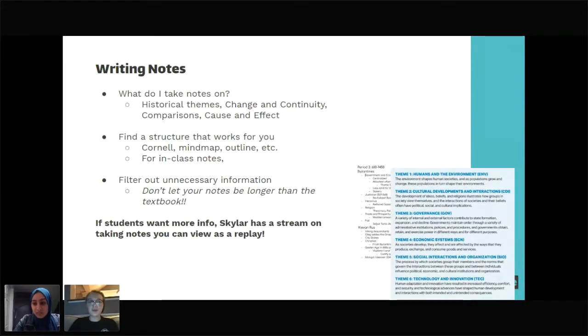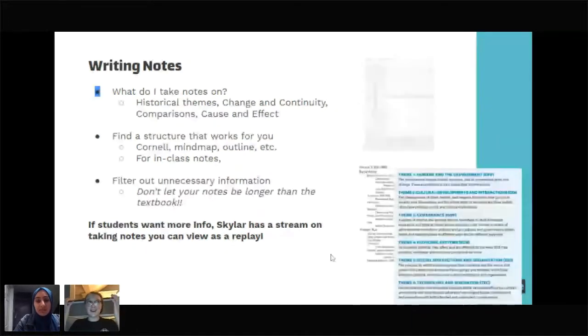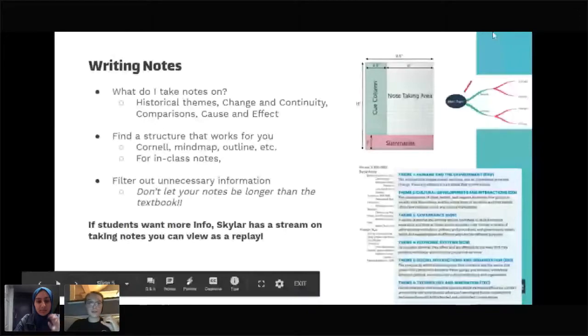In addition, you want to find a structure that works for you. So I do this weird mixture of mind map notes and a traditional simple note system. And basically what that means is, I like to show, I'm a very visual person.